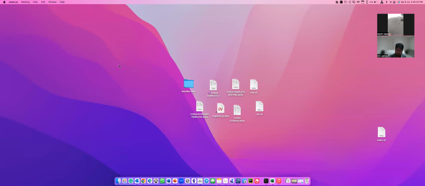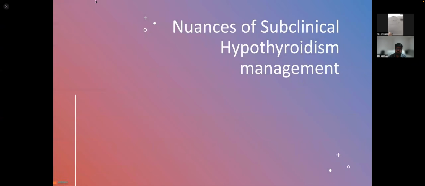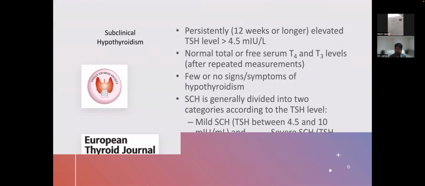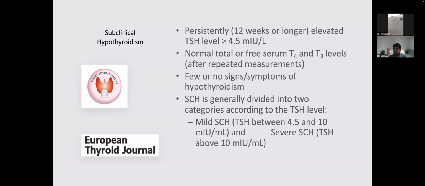Let's move on to the topic of subclinical hypothyroidism. Okay, so let's discuss the nuances of subclinical hypothyroidism management. So what is subclinical hypothyroidism? Like I already discussed, this is a situation where TSH is high, so you have high TSH with normal T3 and normal T4. So this is subclinical hypothyroidism.